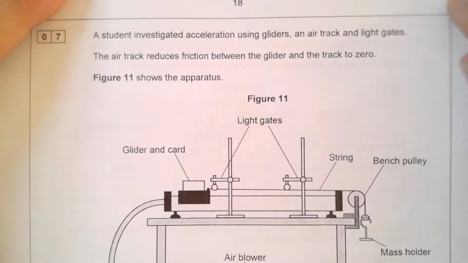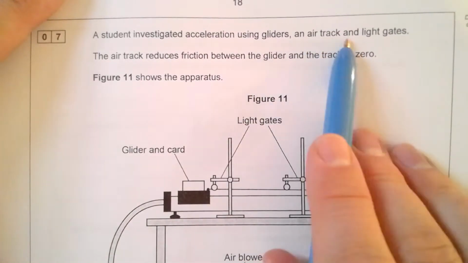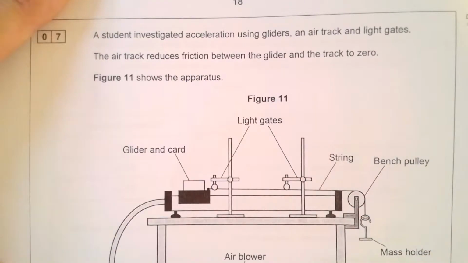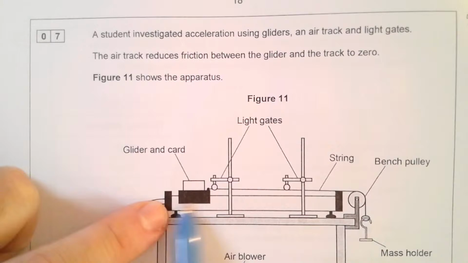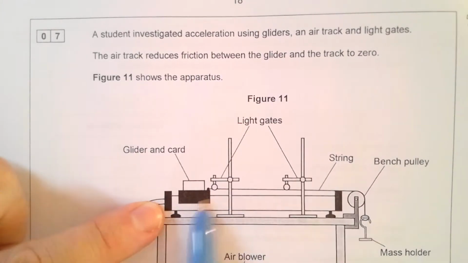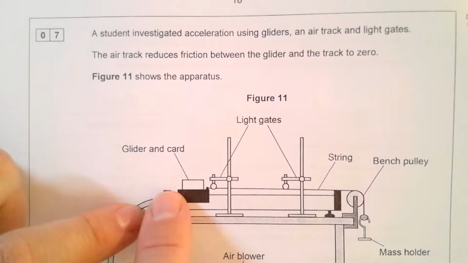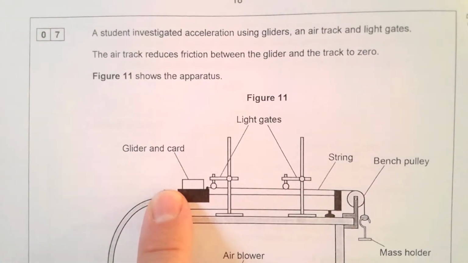So question 7, we have a student investigating acceleration using gliders, an air track and light gates. The air track reduces friction between the glider and the track to 0. You have an air blower that pushes air through this tube and it enters the air track, and there are tiny little holes along the length of this air track that lift up this glider, and then that means the glider can move anywhere it wants to along this air track, and the forces of friction are going to be minimised, so there won't be very much friction at all.